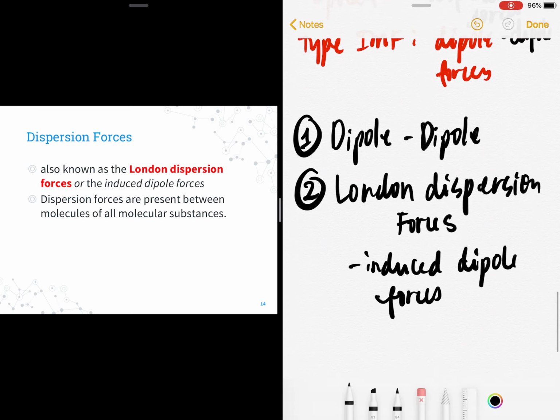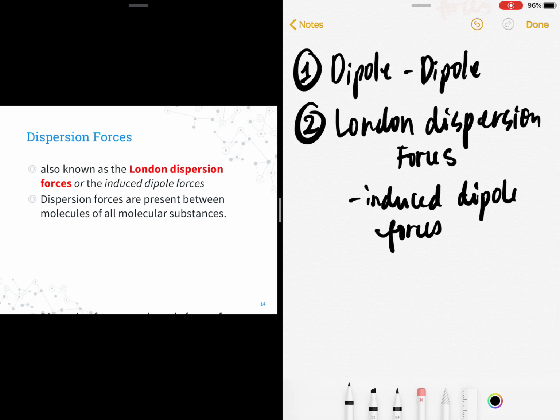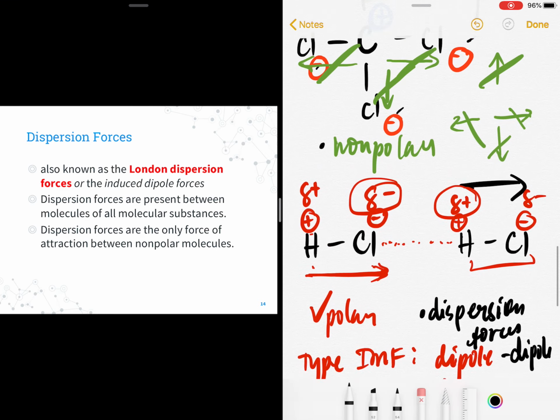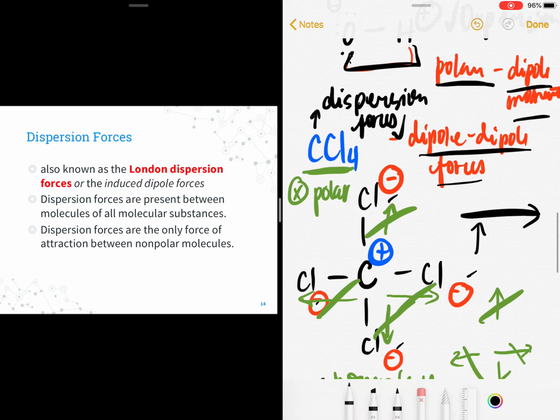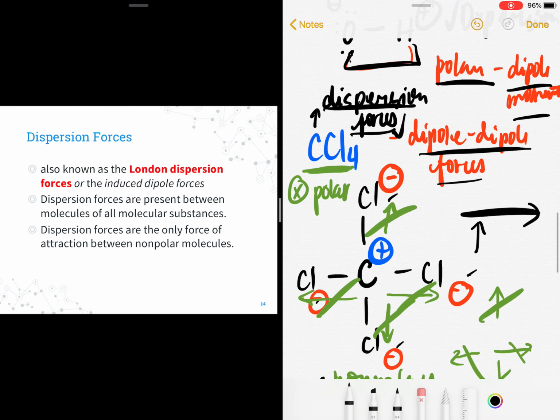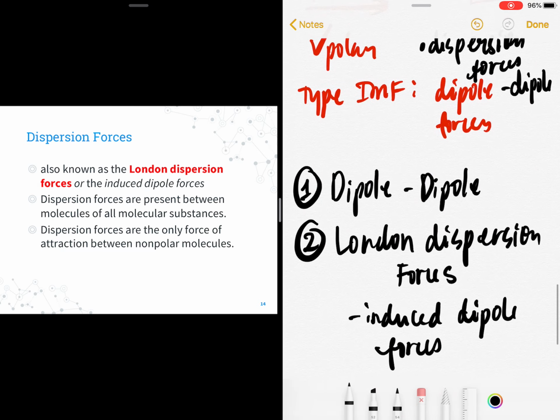Lahat ng molecules may London dispersion forces sila, ha? Dispersion forces are the only force of attraction between non-polar molecules. Kaya nga kung babalikan natin si carbon tetrachloride, wala siyang dipole moment, di ba? Pag walang dipole moment, automatic non-polar. So, kapag non-polar siya, automatic ang meron lang sa kanya ay dispersion forces. So, nakukuha nyo na yung technique.